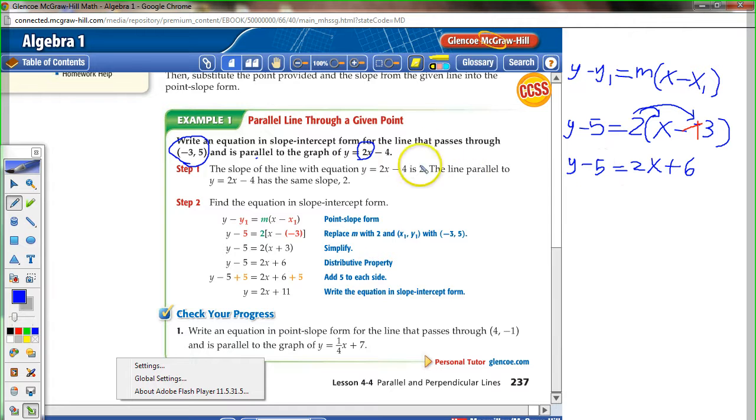They want you to put this in slope-intercept form. That means y equals mx plus b. So I'm going to add 5 to each side here to get rid of that -5, because -5 plus 5 cancels each other out. And now your y comes down, -5 plus 5 was canceled out. Your equal sign comes down. You have your 2x. And now you have 6 plus 5, which is 11. So I'm going to just put plus 11. And there's your equation.